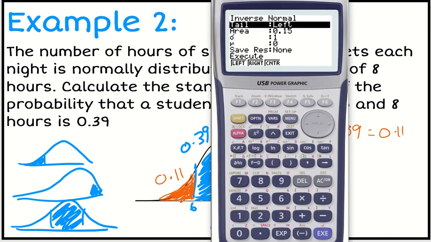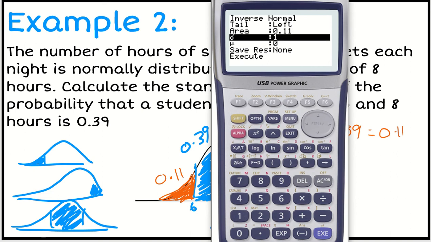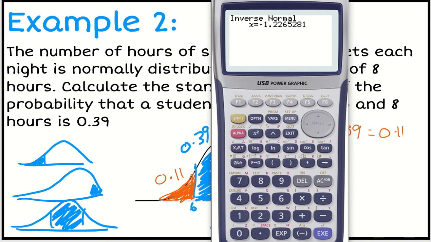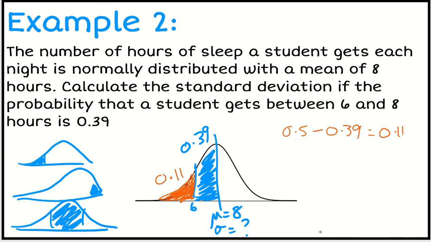So let's go to our graphics calculator, and we are going to use our tail here. It's a left-hand tail, and it's a tail of 0.11 with our mean of 0 and a standard deviation of 1, and that gives us our negative z value of negative 1.2265. So that's the equivalent value that I've found on my z distribution, negative 1.2265.